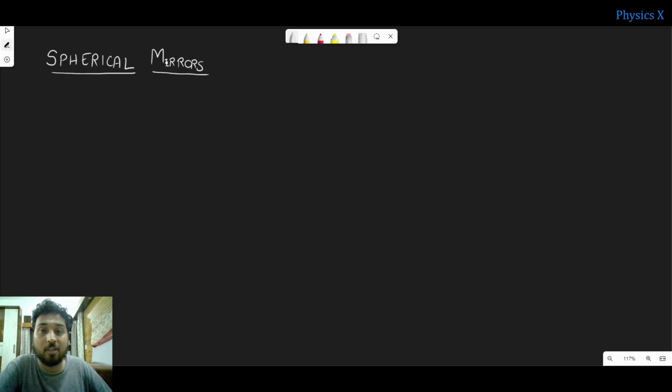Hello everyone. So in the last class we discussed light reflection and reflection in plane mirrors. Today we will be continuing our discussion to spherical mirrors. These types of mirrors are those which do not have a flat surface. So what are these types of mirrors?